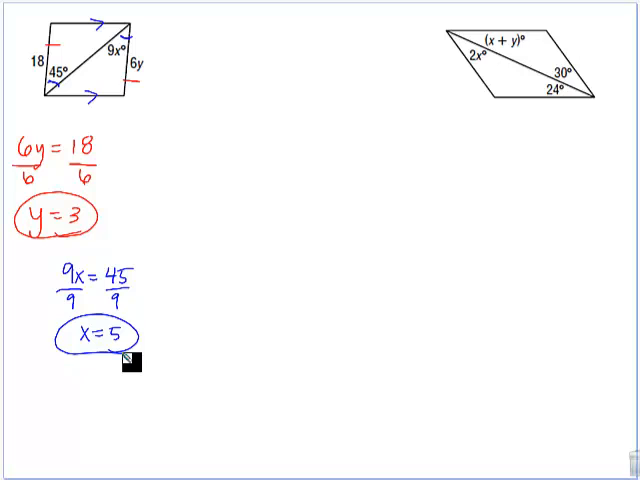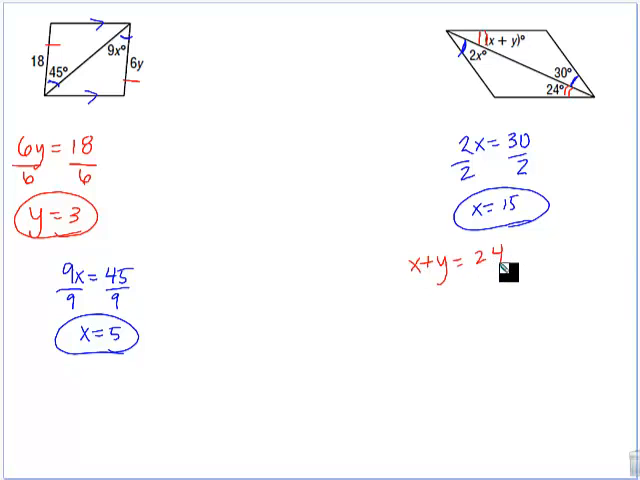And one more example with our parallelograms here. Once again, we're going to use the idea of alternate interior angles. So we see here that 2x should have to equal 30. We can divide by 2 and x is 15. The other way, we see that x plus y should equal 24. Oh no, but that has 2 variables in it. Well, we just found out that x was 15, so we can plug 15 in for our x and then solve for y. To get y alone, we would subtract 15 from both sides. So y is equal to 9.